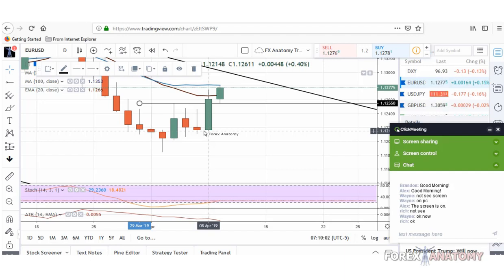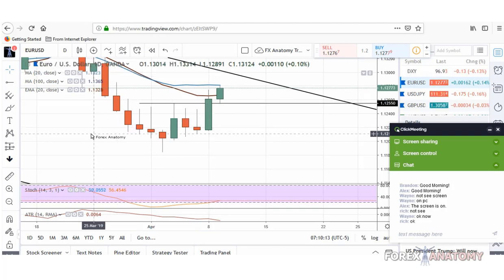Now, this move and push higher was primarily due to US dollar weakness. And what I'm going to do is take you to the Dixie so you guys can see that. But let me zoom out.